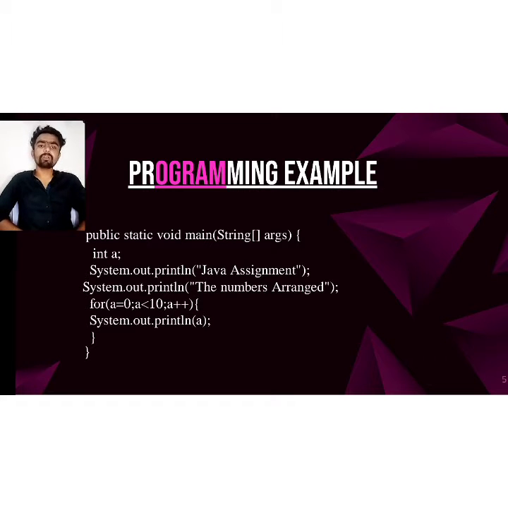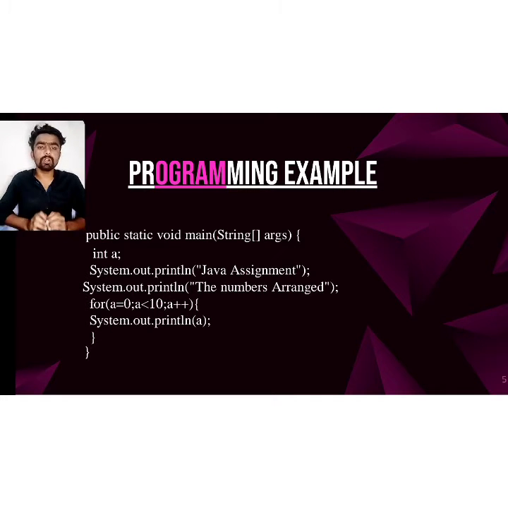So the little program of a loop. First of all, we create a public static void main function in the program. Then we take a data type in the form of integer, int a, terminator. System.out.println "Java assignment". It is a theory, we can write anything, like Java assignment or looping program. System.out.println "the numbers arranged". It's also the theory, we can write anything.